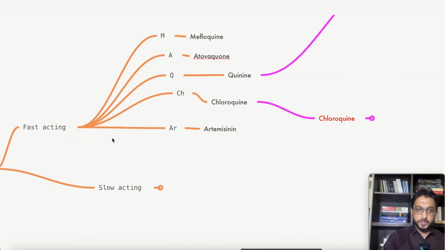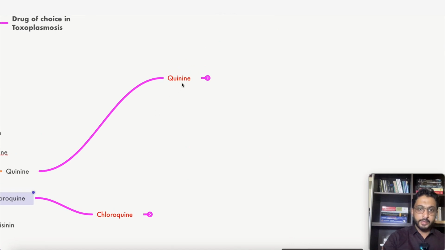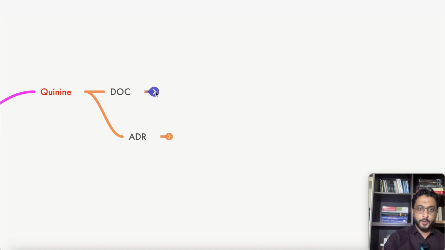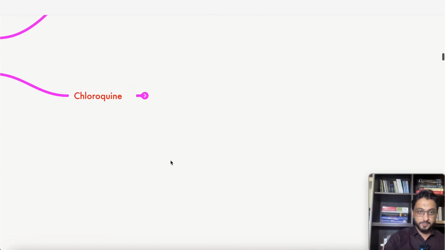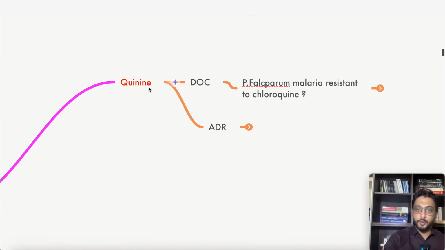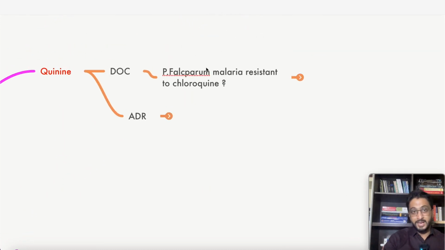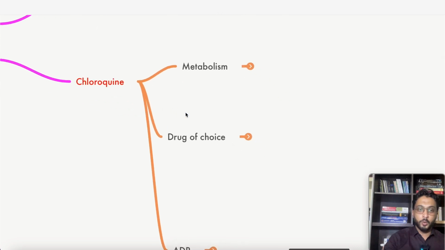Now coming to the fast-acting drugs, as I've told you, quinine and chloroquine, very much related. In quinine, what you have to know is that it is the drug of choice in falciparum malaria resistant to chloroquine. What does it mean? Chloroquine is used to treat falciparum malaria, but some falciparum malaria are resistant to chloroquine. So in that case, you use quinine. Now I just want to add chloroquine before I go to quinine.